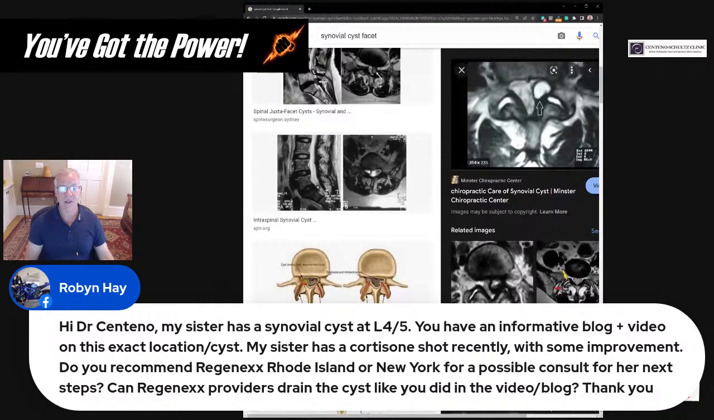And if that doesn't get rid of the cyst, then you can try to burst the cyst by injecting a lot of fluid in there, which is what I was doing that Robin was talking about. And or you can operate on the cyst.